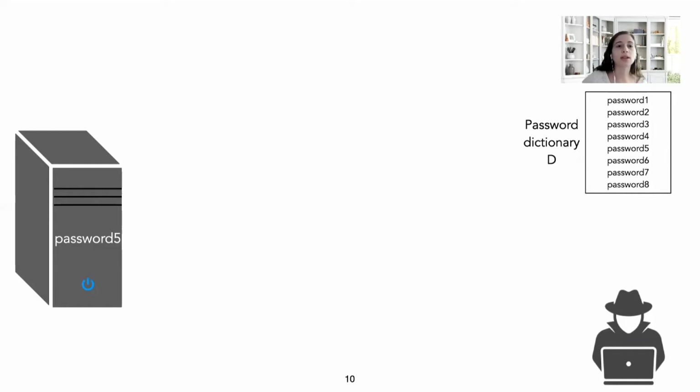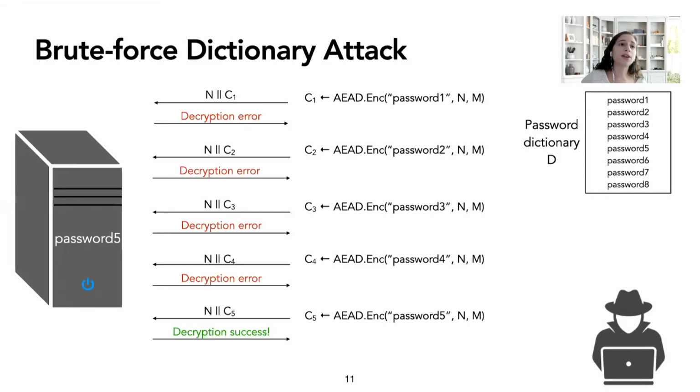To help with this, we assume that the attacker has access to a password dictionary, which they could have gotten from leaked password data. We also assume that the server's password is a member of the password dictionary, although of course the attacker doesn't know which one it is. So the attacker could make a single query for each password in the dictionary in what's known as a traditional brute force dictionary attack. If the server responds with some decryption error, the attacker knows it's not the right password. But if the server responds with success, then the attacker knows they have the right password.